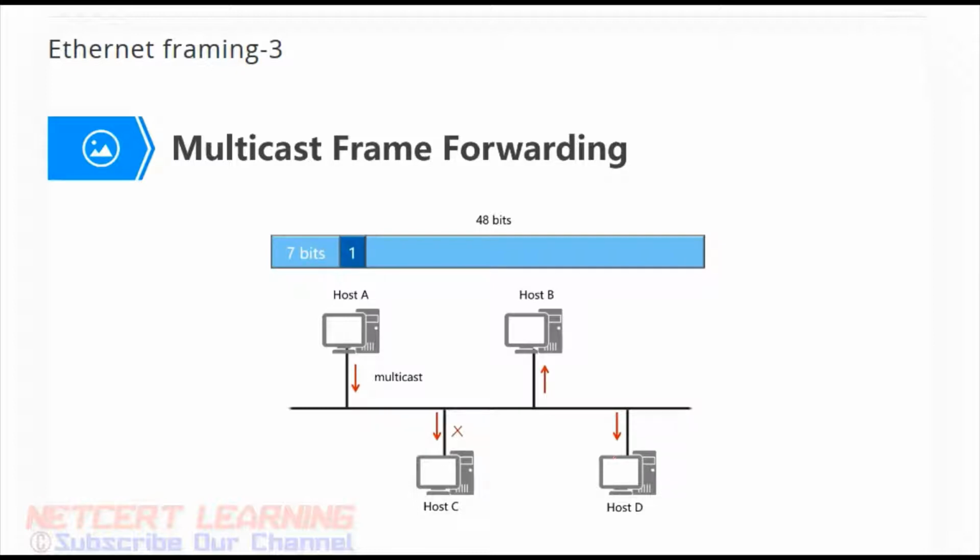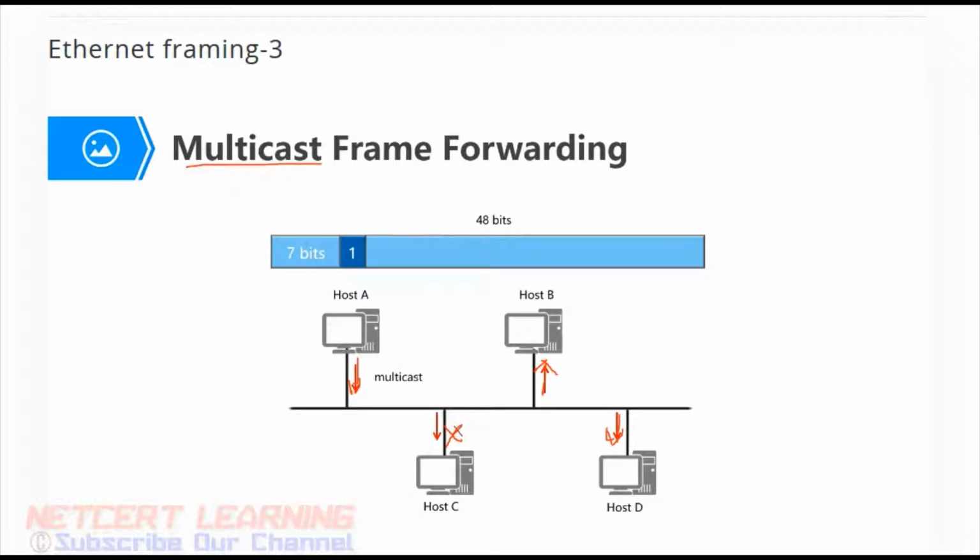There are 3 types: unicast, broadcast, and the last one, multicast. Multicast means host A sends out a multicast, and a group of computers, not all and also not one, should receive this frame. Of course, some computers do not receive it, but it is not only one. There is a group of computers.